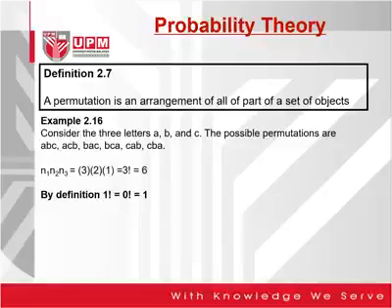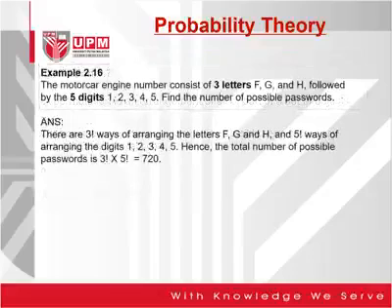So what is the total arrangement? The answer is 3 multiplied by 2 multiplied by 1. So that's why we say 3 factorial. This can be illustrated by drawing the probability tree. So this is permutations.